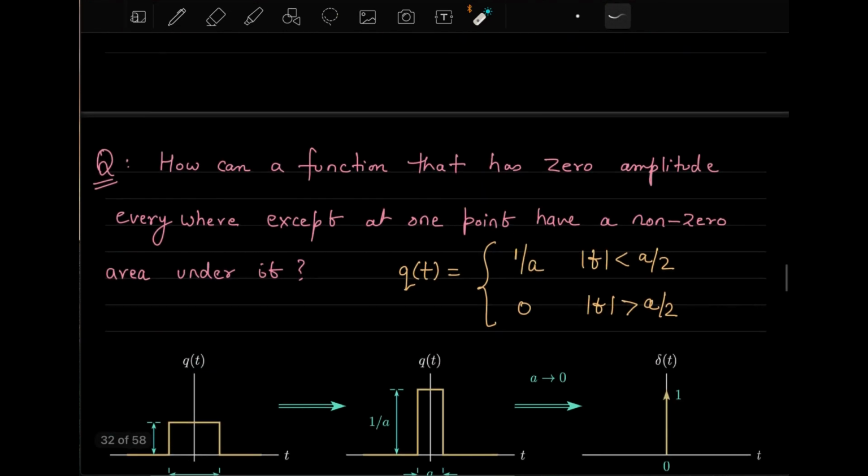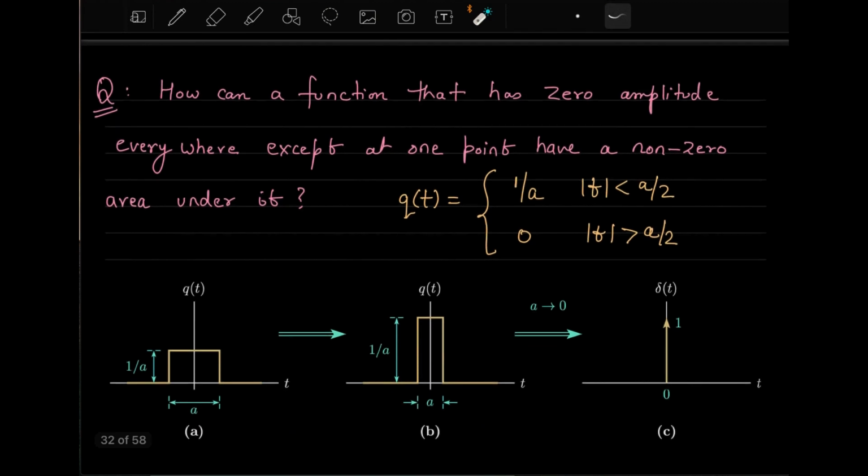Hello, sir. Yes, sir, this means that when epsilon tends to 0, the y quantity at x equal to 0 would be infinite. Can you come again? The y quantity at x equal to 0 will be infinite, because as epsilon tends to 0, its amplitude is infinite here.